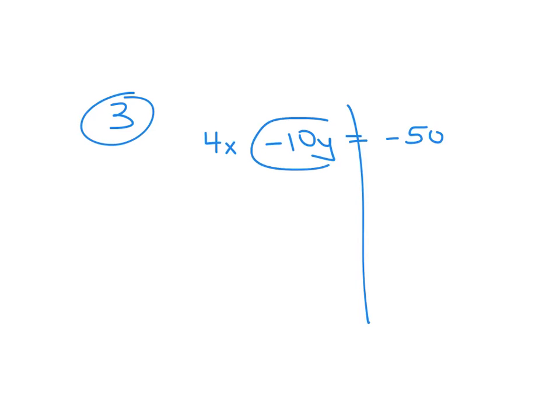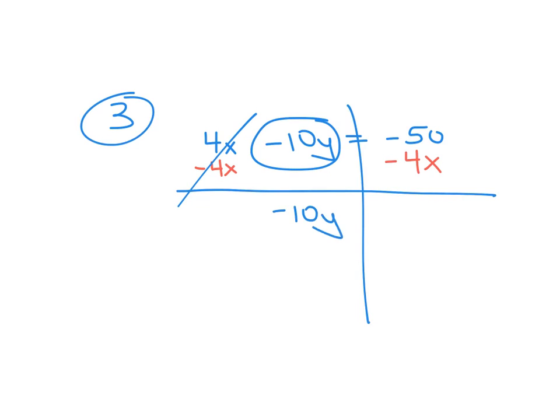So I'm going to circle my variable y with a number in front of it, which is -10. Opposite of a positive 4x is a negative 4x. So negative and subtraction are the same, so I'm going to subtract 4x from each side. 4x minus itself is 0, and I'm left with -10 times y equals my -4x and my -50.